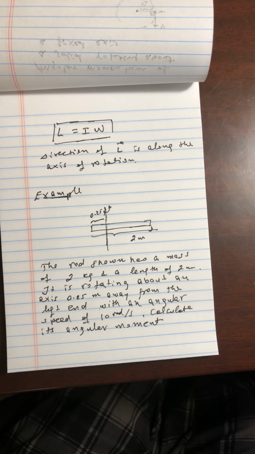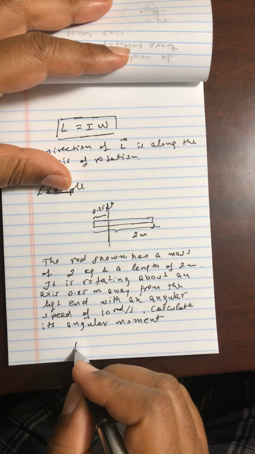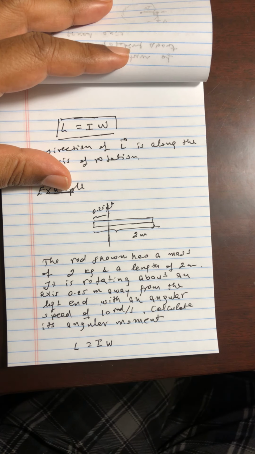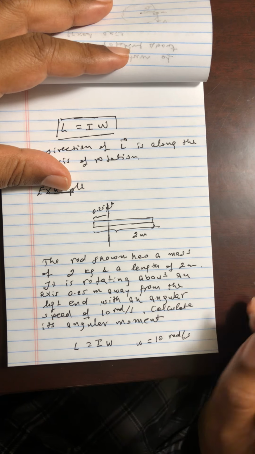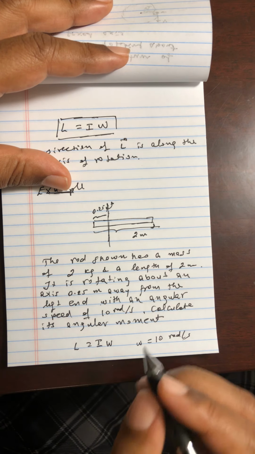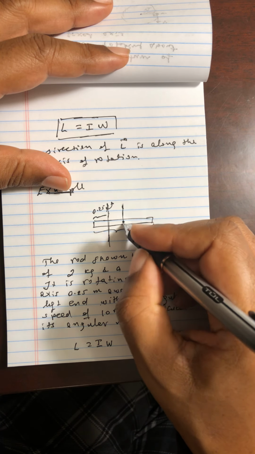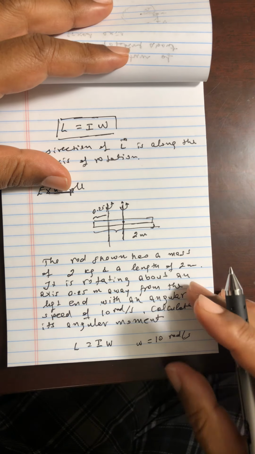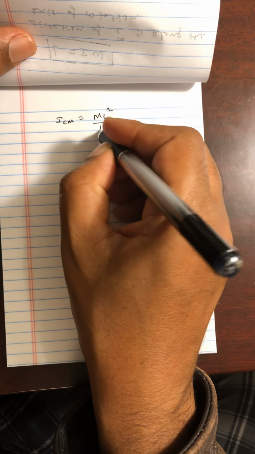So this is rotation about a fixed axis, so we can use the formula: moment of inertia times omega. We're given omega is 10 radians per second. We have to calculate the moment of inertia. Now the moment of inertia about an axis passing through the center of mass can be obtained from tables in textbooks, and that is I_CM, which equals m l squared divided by 12.